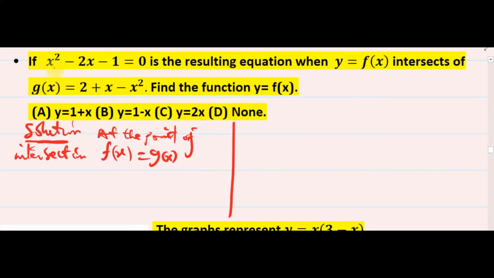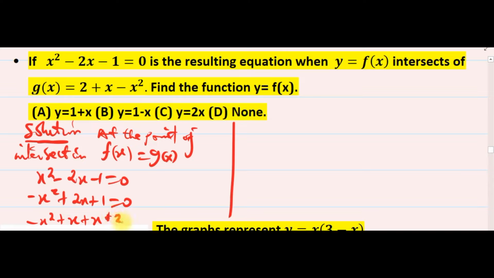So we have minus x squared here, we have plus x squared. So I'm saying that x squared minus 2x minus 1 equals 0. We first make the coefficient of x squared negative by multiplying both sides by negative: minus x squared plus 2x plus 1 equals 0. Next, I can split 2x as x plus x because I want to bring in x. Again, plus 1 is the same thing as plus 2 minus 1.